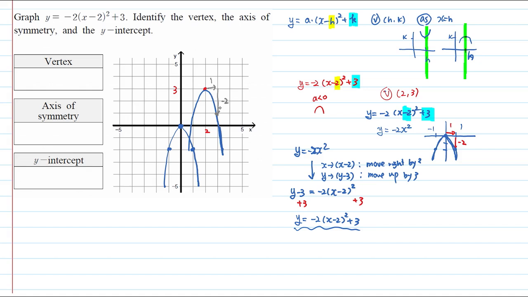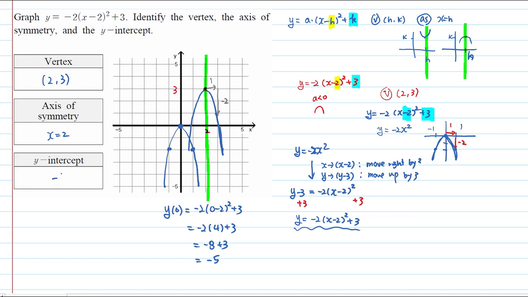Okay. All right. So here, the axis of symmetry will be x is equal to 2. And then the vertex will be 2 comma 3. And the y-intercept, you have to evaluate it. So y of 0, so trying to find the y value when x is equal to 0. So that's -2 times (0 minus 2) squared plus 3. So that's -2 times 4 plus 3, -8 plus 3. That will be -5. So it's -5.